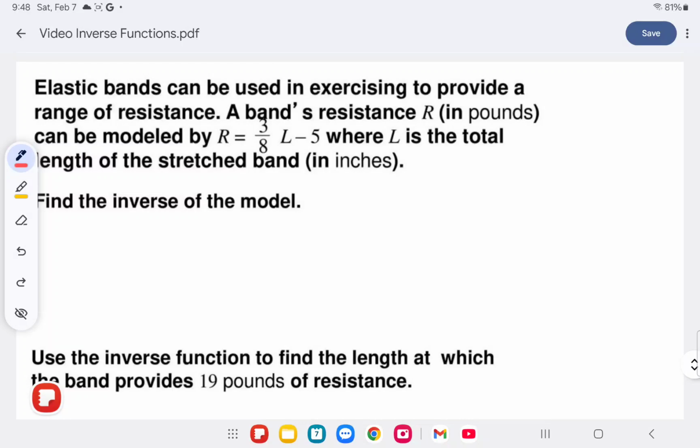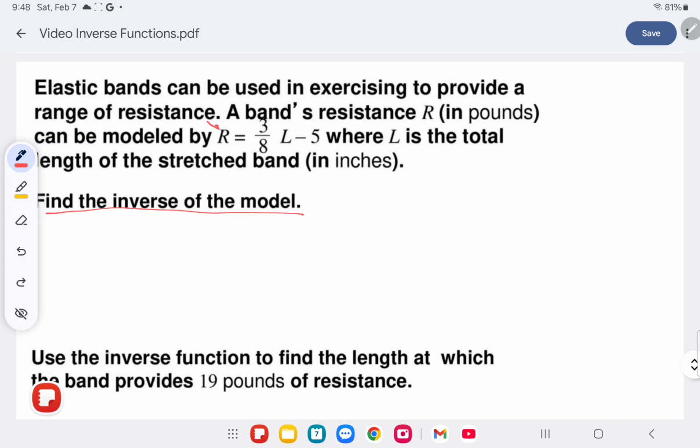So there's one exception to the rule of flip-flopping the x and y and solving for y. And that is when you have real-world context or your variables stand for specific units. You do not want to flip-flop them. So in this case, it says find the inverse of this model. This model being, we're talking about a resistance band.